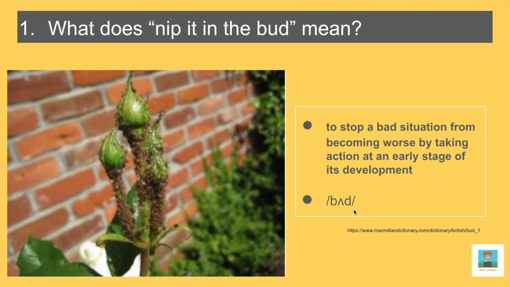What is a bud? Well, a bud is part of a flower. It's the beginnings of a flower. And as you can see here, these poor roses are covered in these insects, in aphids. This actually happened to me. It was terrible. And I had to cut off all the buds to stop the infection from growing and spreading to the rest of the plant. So to nip it in the bud means to cut off anything that will make the situation worse in the end. So you remove the buds so that the whole plant doesn't suffer.